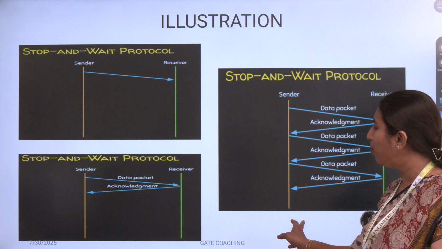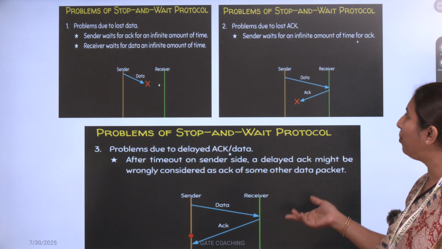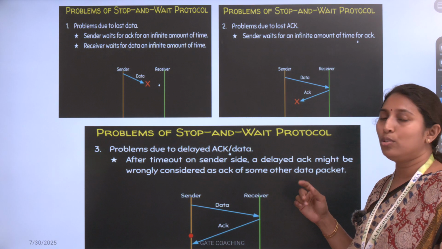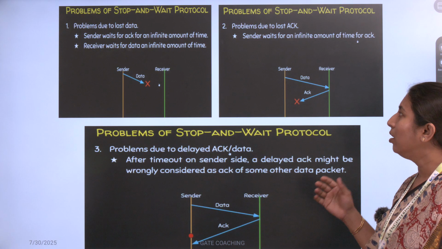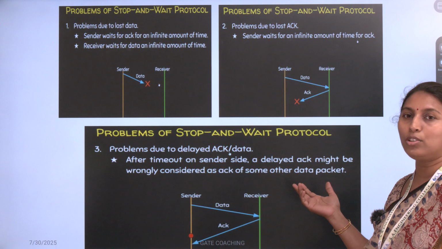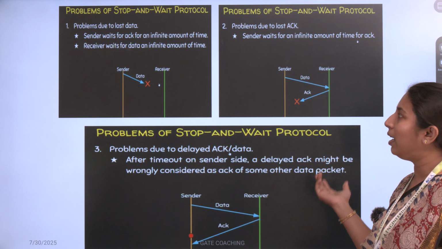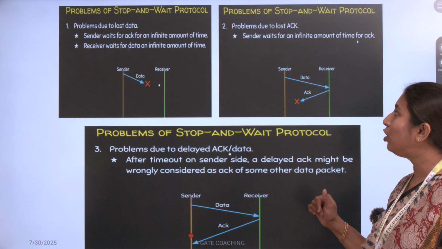Here we have a few problems to be addressed in the stop and wait protocol. The first is problems due to loss of data. The frame itself can be lost, so the sender should wait for an infinite amount of time, and the receiver waits for the data for an infinite amount of time. That's the first problem in the stop and wait protocol.